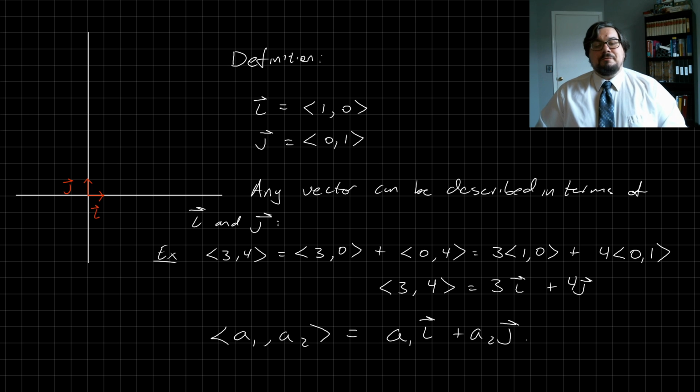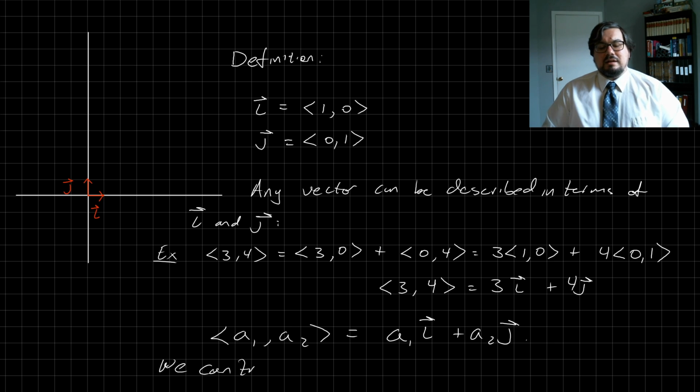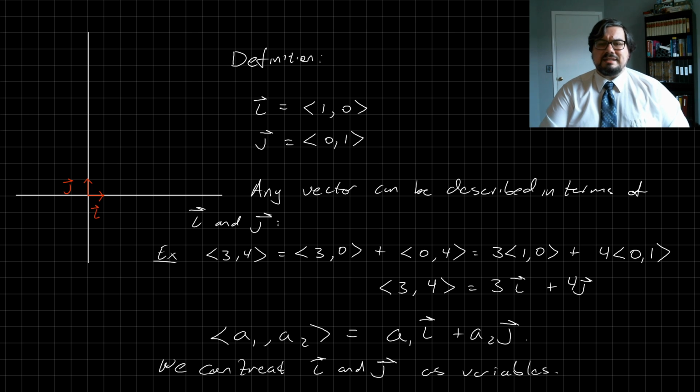Now, one advantage that writing things down this way gives us is that it allows us to treat the vectors i and j as variables when doing arithmetic. So let's see how that goes. Let's find 3i plus 4j plus 6i minus 7j.